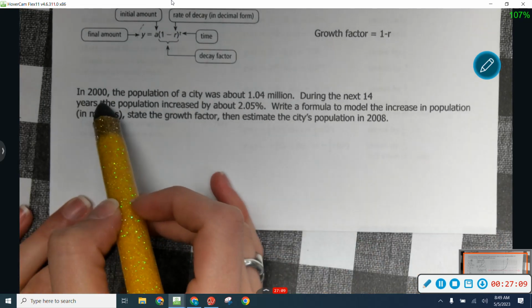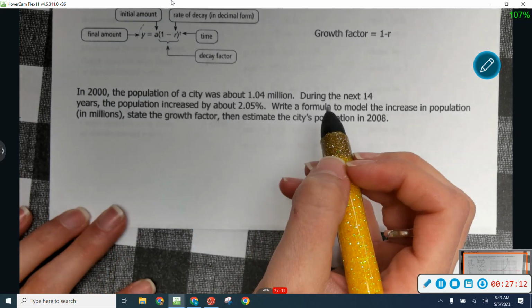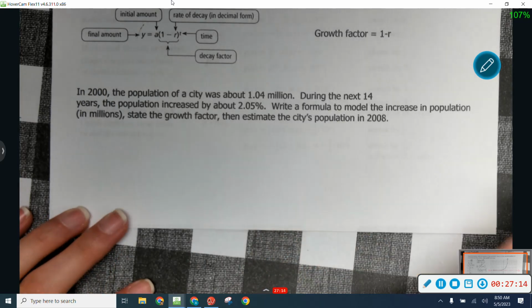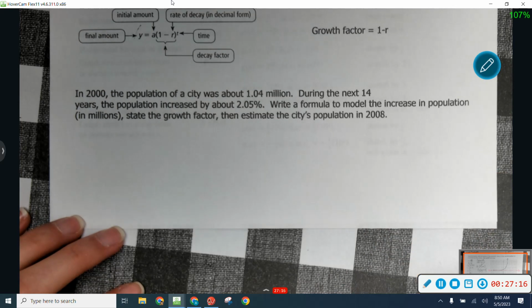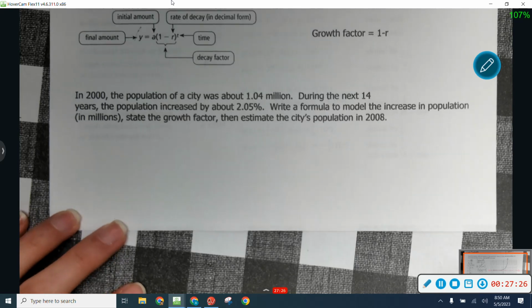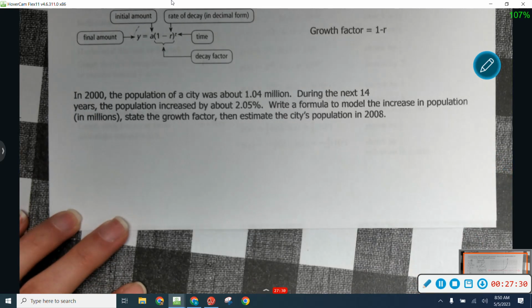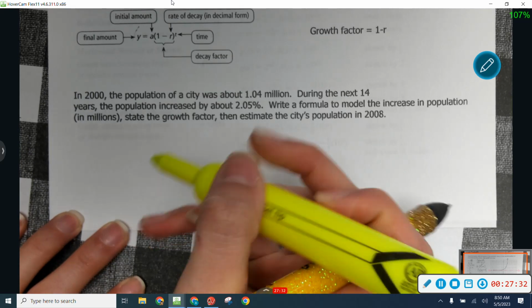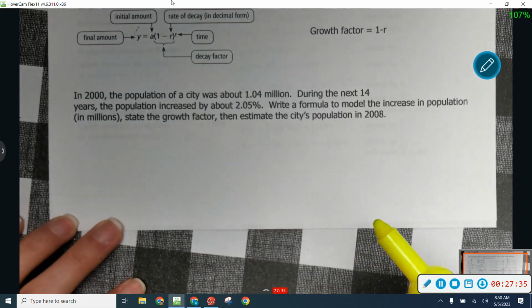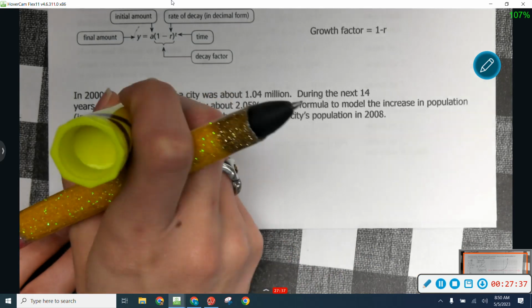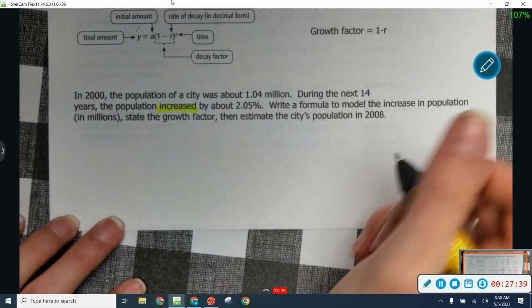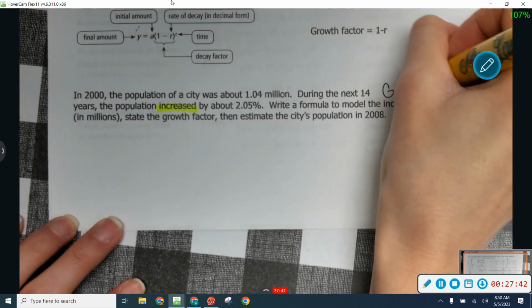So, in 2000, the population of a city was about 1.04 million. During the next 14 years, the population increased by about 2.05%. Write a formula to model the increase in population in millions, state the growth factor, and estimate the city's population in 2008. So, is that a growth or a decay? Growth. Other than the fact that it says growth factor, what other word would tell me that it is a growth? Increase.